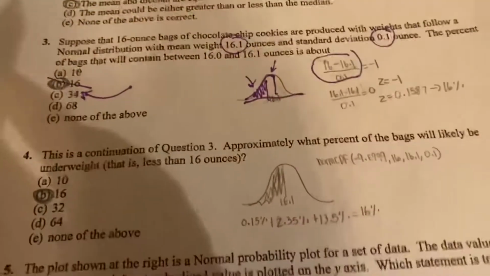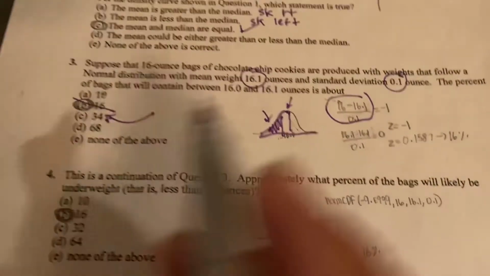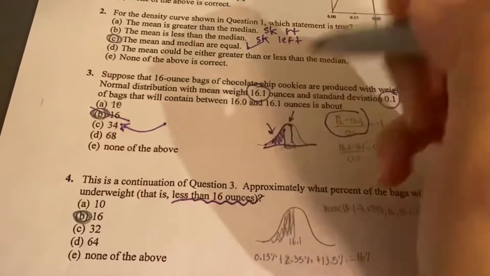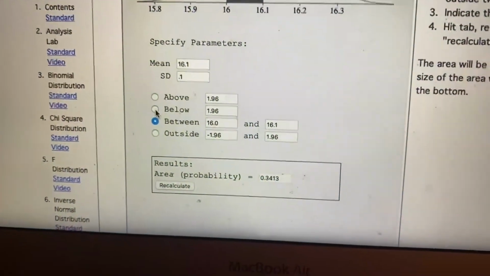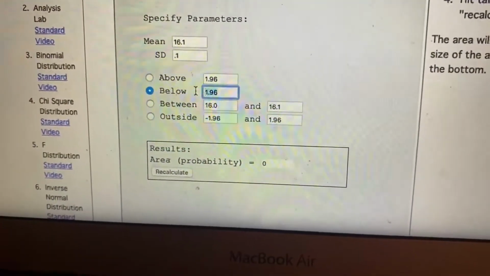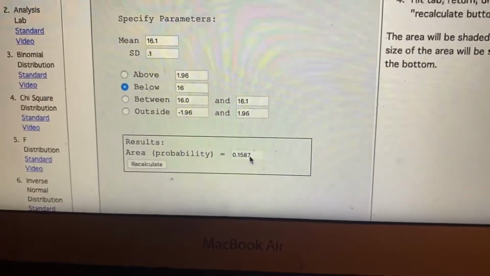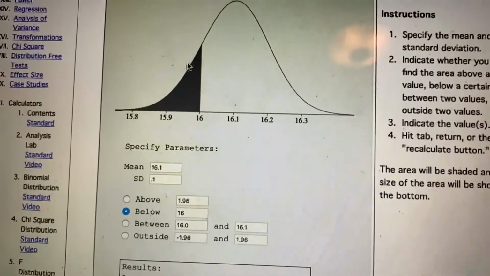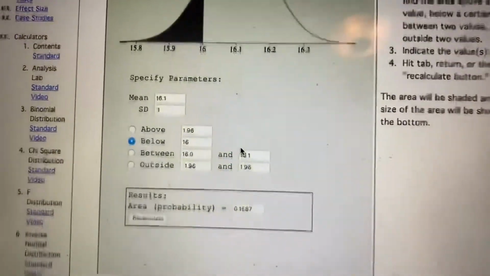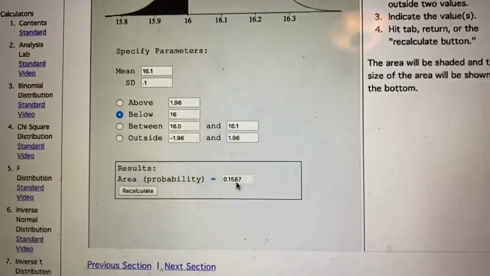All right, what about question 4? It says, this is a continuation of 3. Approximately what percent of the bag would likely be underweight, meaning what percent is less than 16 ounces? So less than 16 ounces. We can type in 16, and it tells us about 16%. See, my image above is helping me know for sure that it is less than 16. And a weird twist of fate, it's actually the number 16%.